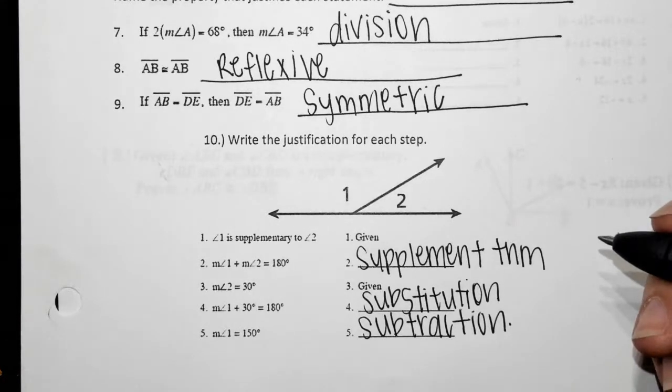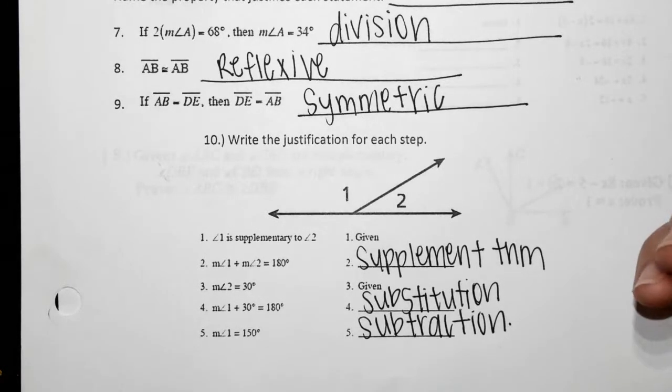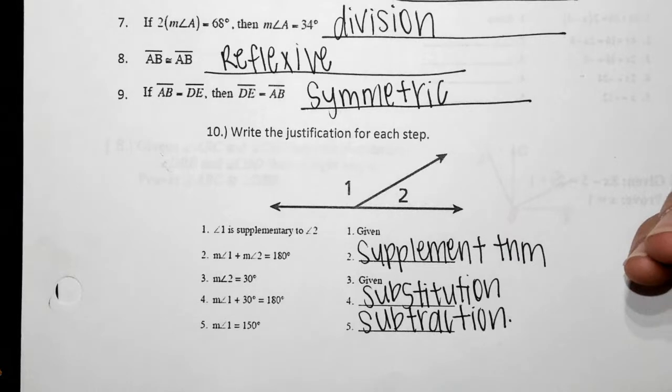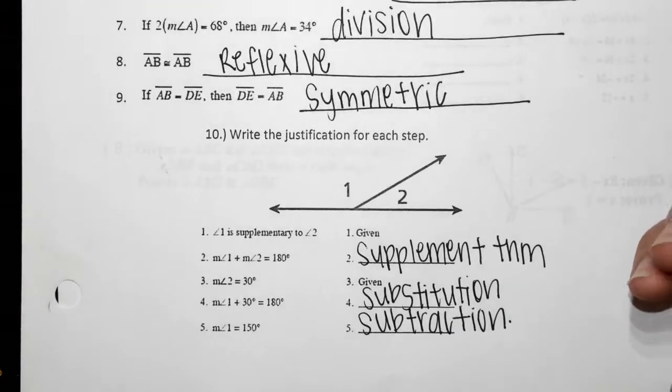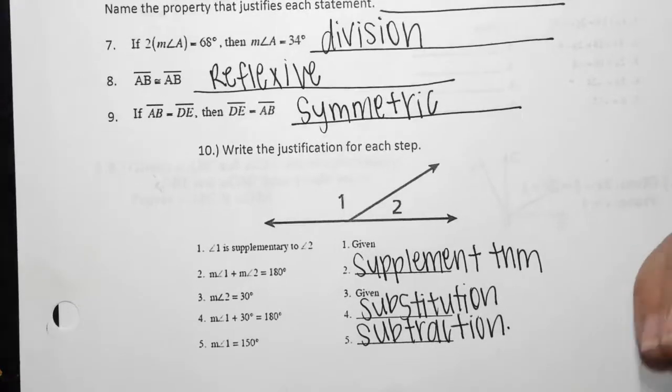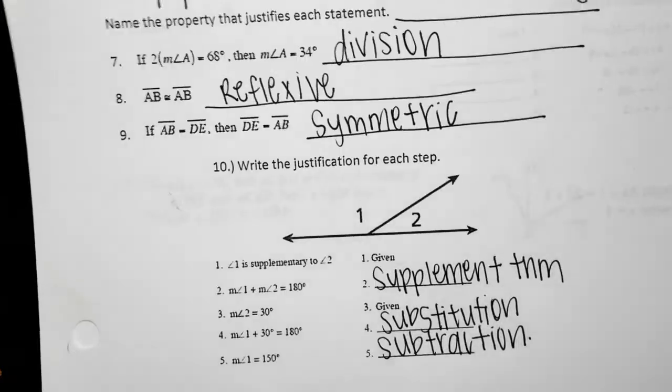Okay, once you're done, flip to the back. Some people from first period wanted their own paper to write these on. So if you want to write them on your own paper, you can.